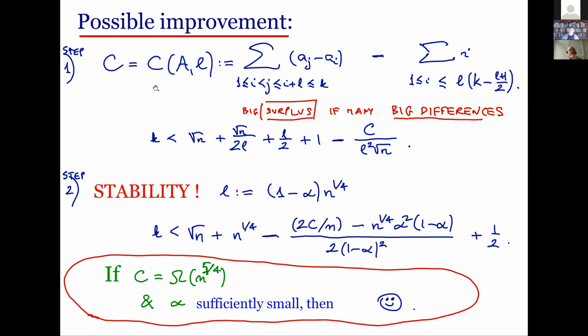Now, we know that this is non-negative. That was the essence of the proof. But if here we have many, many long intervals, then we got an improvement.